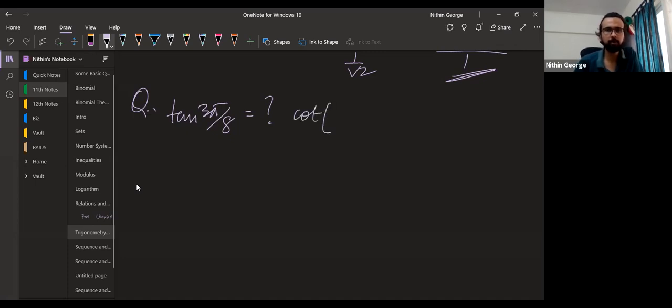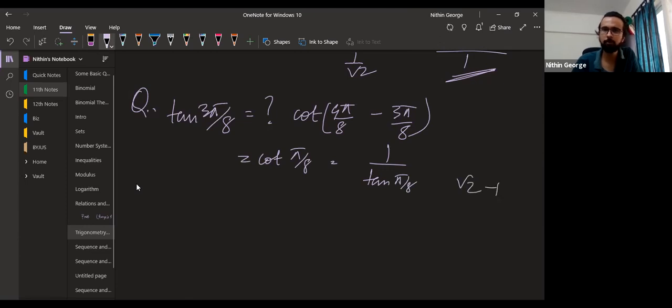What is tan 3 pi by 8? You can write that as cot of pi by 2 minus 3 pi by 8. And this pi by 2, I will write it as 4 pi by 8. Then it becomes cot pi by 8. It is nothing but 1 by tan pi by 8. What is tan pi by 8? Root 2 minus 1. Okay. So then I rationalize the denominator. It becomes root 2 plus 1.